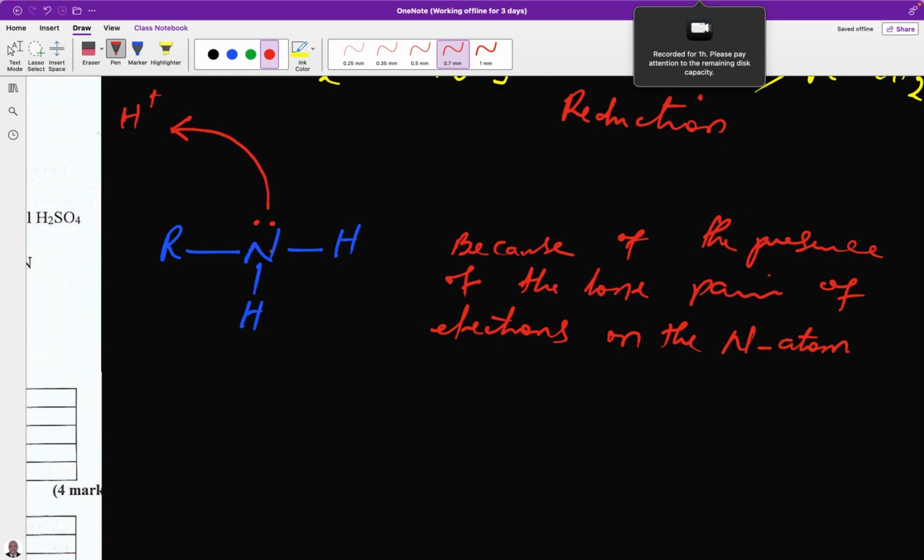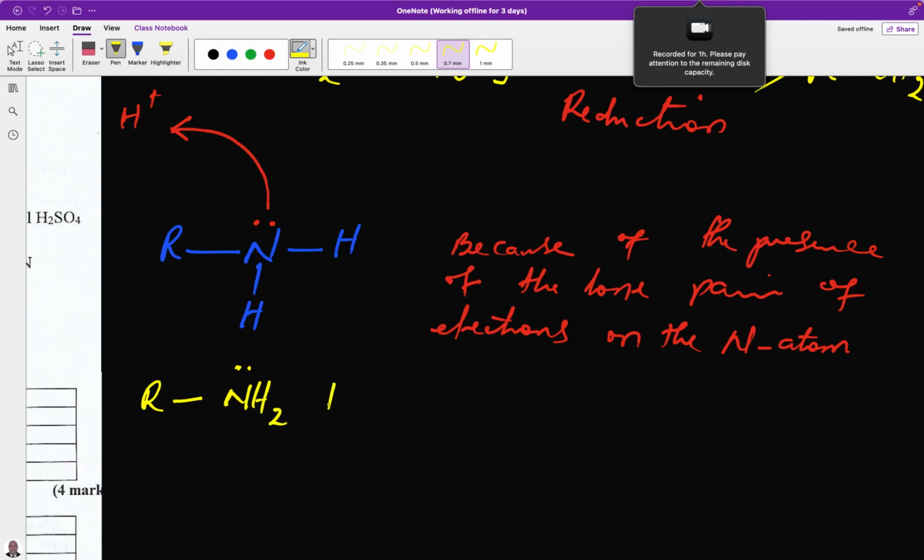I'm not giving this reason for the purpose of revision: a base is a proton acceptor. It is a proton acceptor because it donates its lone pair of electrons to the hydrogen ion, forming a coordinate bond. An example of this is an amine, for example this amine here, NH2, with the lone pair of electrons here.